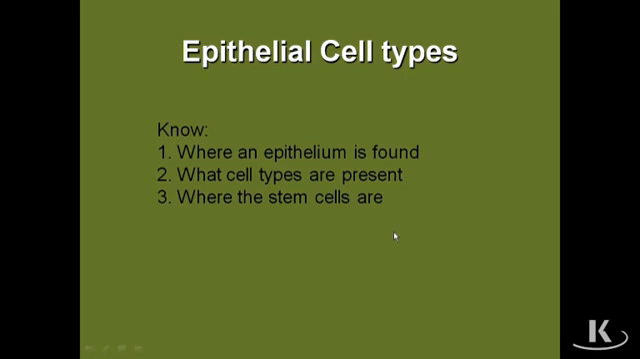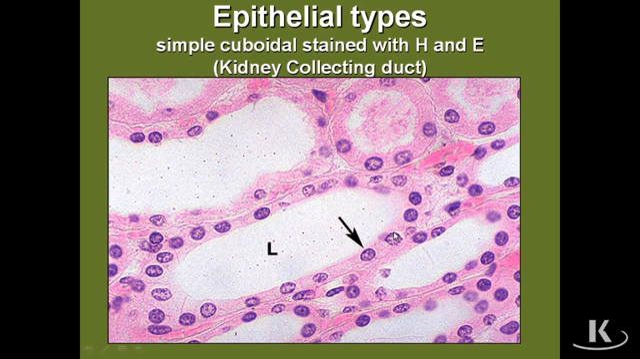One is, where is the epithelium from? What organ is it from? Number two, what cell types, if there are more than one, are present in the epithelium? And as we alluded to at the beginning of this chapter, where the stem cells are for those epithelial cell types, if known.